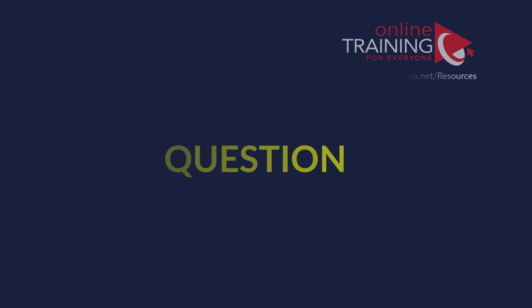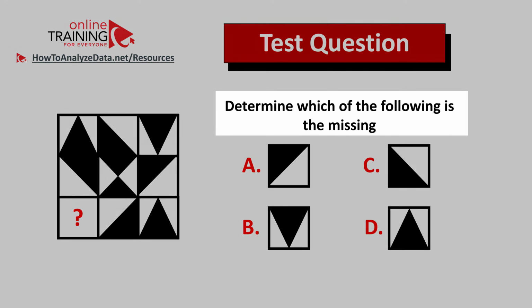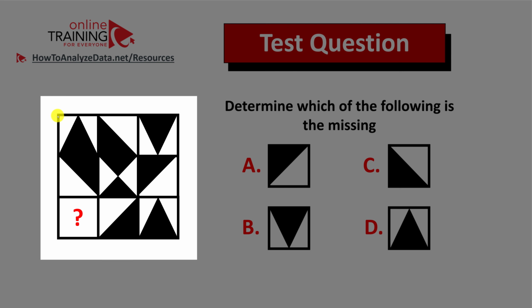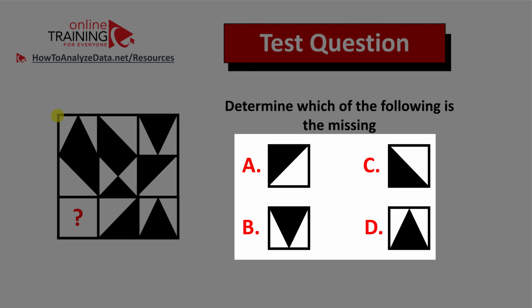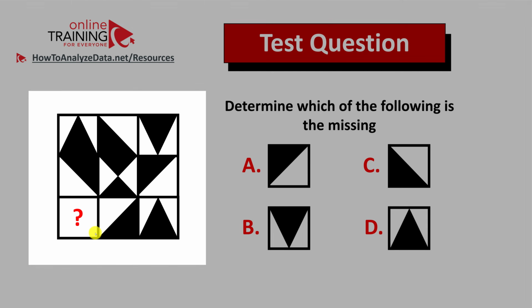Let me share with you an interesting question which tests your reasoning skills. Determine which of the following is missing. You're presented with a large square which could be logically broken into 3 by 3 small squares and 4 different choices: Choice A, B, C, and D.